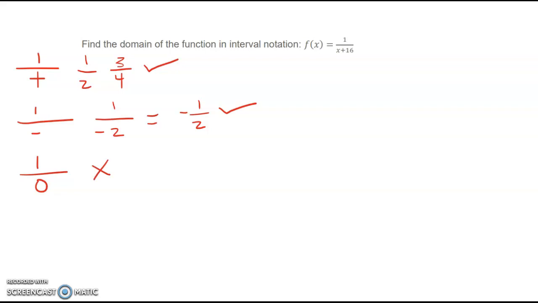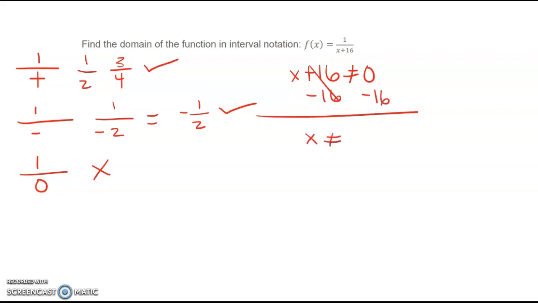We're going to say, okay, whatever is in this denominator, in this case x plus 16, cannot equal 0. If it equals 0, that gives us a major problem. So we'll subtract 16 from both sides. We will have then x cannot equal -16. So that tells us our domain can be anything but where x is -16.